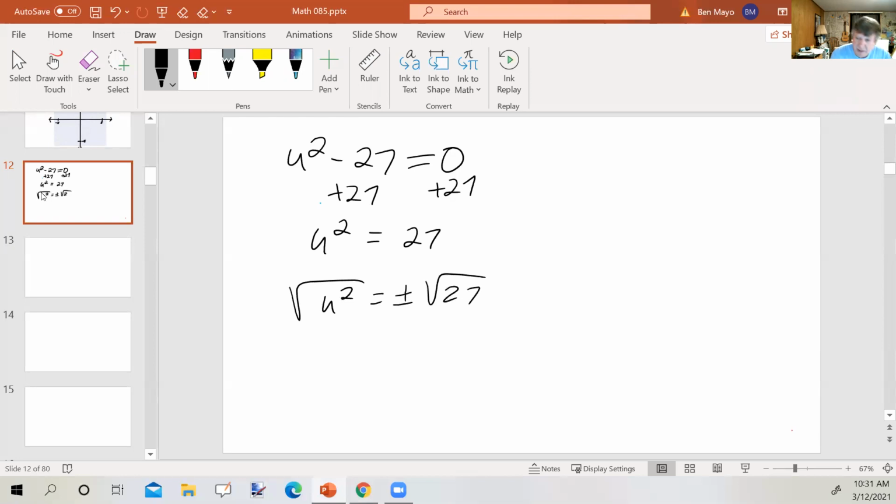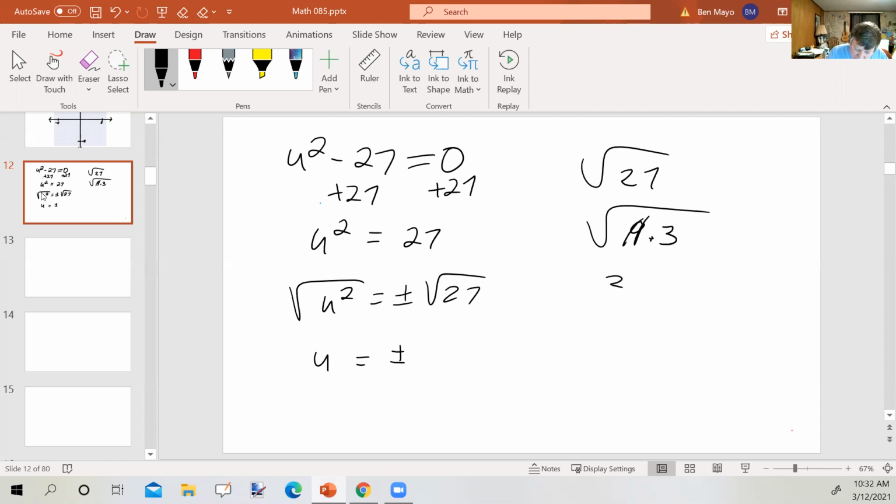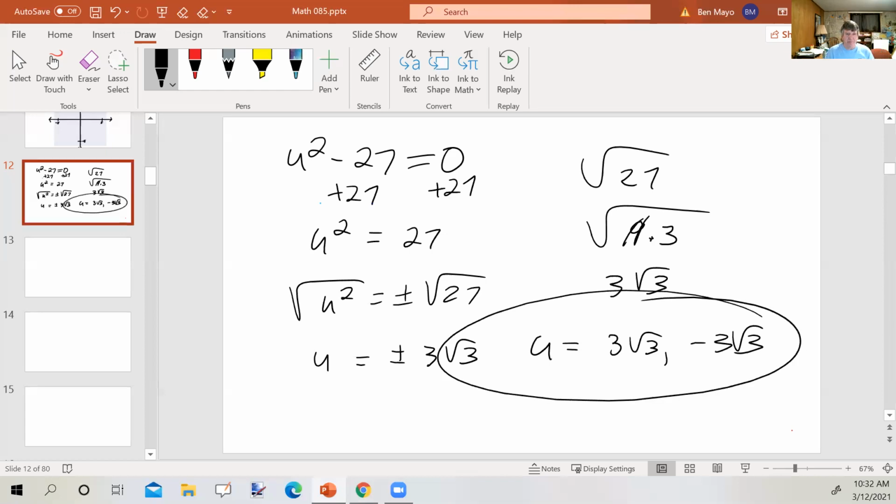When I do that, on the right side, I put a plus and a minus outside of the radical to represent the two different solutions that are possible. On the left side, now I get u. On the right side, I get plus or minus again, but the square root of 27 can be simplified because one of the factors is 9, which is a perfect square. So the square root of 27 could be written as the square root of 9 times 3. The square root of 9 is a 3 on the outside, so the square root of 27 becomes 3 square roots of 3. So u equals 3 square roots of 3, comma, negative 3 square roots of 3. And there are the two solutions.